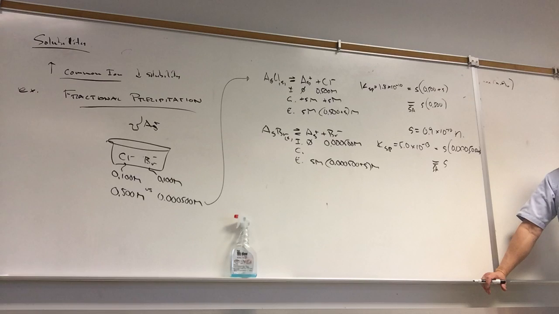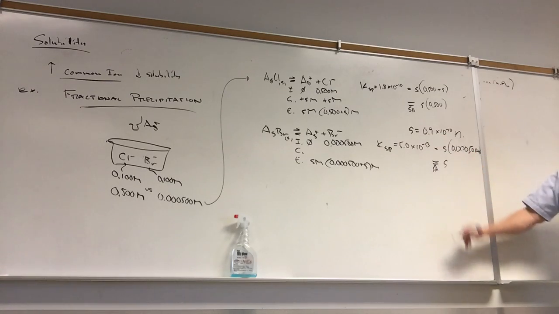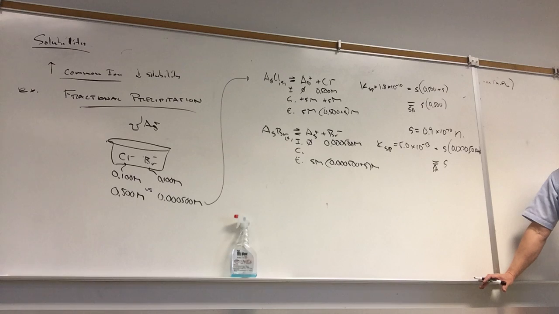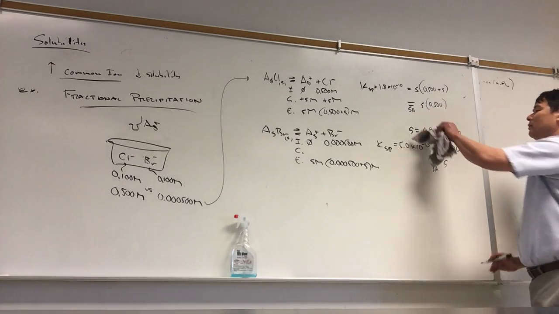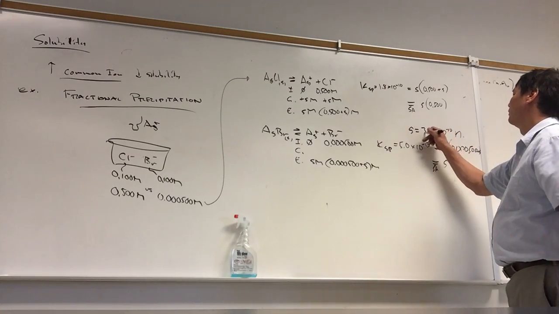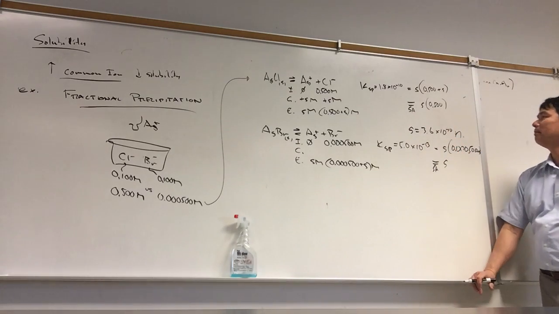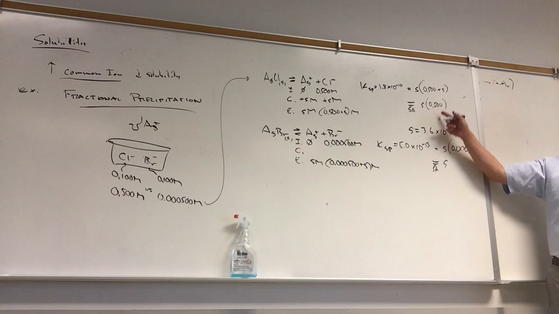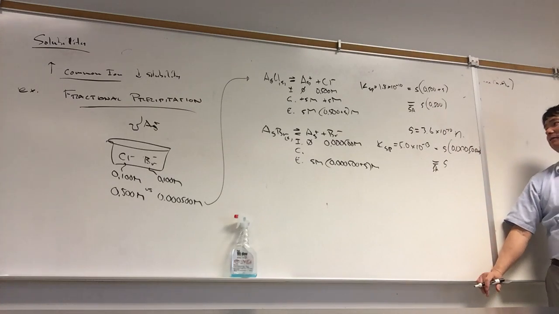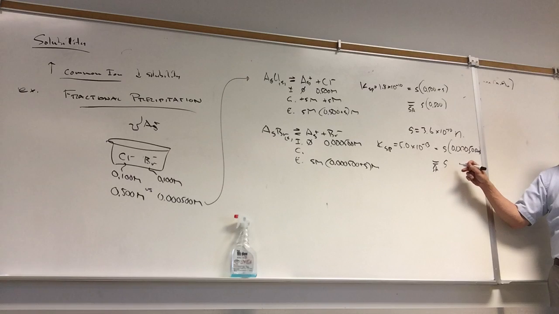You got a different s? Yeah, 3.6. For which one? This one? Yeah. Oops. All right. What did you get? 3.6 times 10 to the negative 10. 3.6 times 10 to the negative 10? Okay, yeah, you know what, I did it backwards. 3.6 times 10 to the negative 10. Thanks. Yeah, I divided by half, I should have multiplied by half.